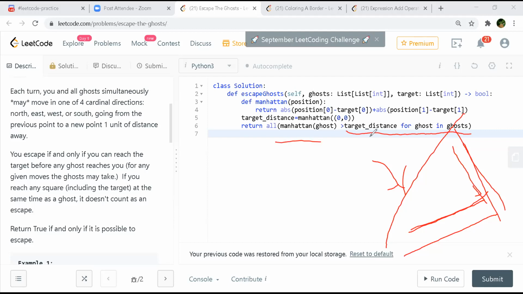So we are calculating this target distance for every ghost and checking. But you could have. So you are already storing it in the target distance, but you are actually calculating for the ghost. Yeah, I think this is the most efficient way because I was struggling with the Manhattan, and then I just gave up. I just left it.